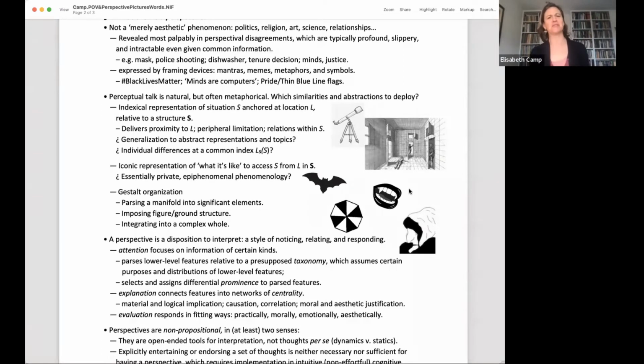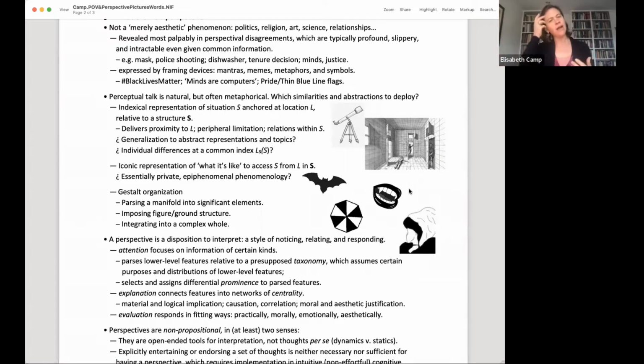I'll display some that I think are illustrative. How should one wear a mask, and in what situations? Or should one cover one's head in what situations? How should one think about the likely consequences and antecedents of a police shooting of a homeless man on the street? Why did the dishwasher get unloaded or not get unloaded today? Should this candidate be awarded tenure or not? Are minds computers or are they not? How should we think about minds? What is justice? So there's a wide range of topics here. They range from the political to the highly theoretical, from the individual to the collective.